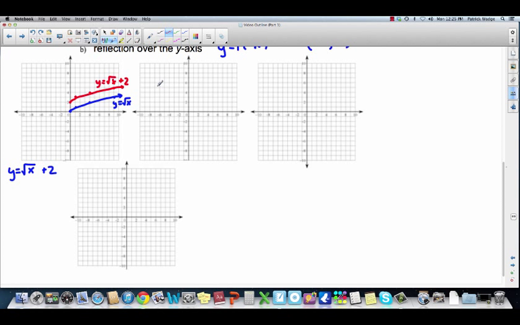Okay, let's do another one. How about y equals (x minus 3) cubed? We start by drawing the mother function, which is y equals x cubed. I remember it went through negative 2, negative 8, negative 1, negative 1, 0, 0, 1, 1, 2, 8. If you don't remember that, look it up on our list, but you've got to get familiar with those.